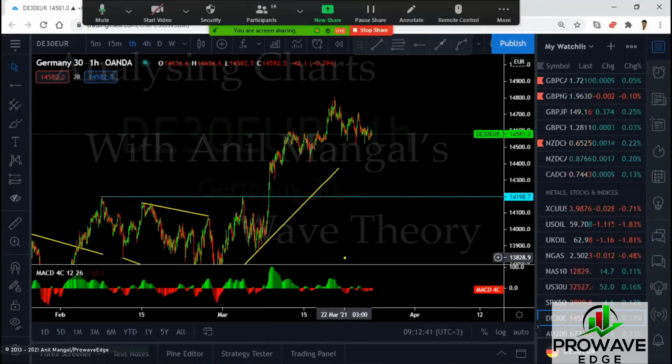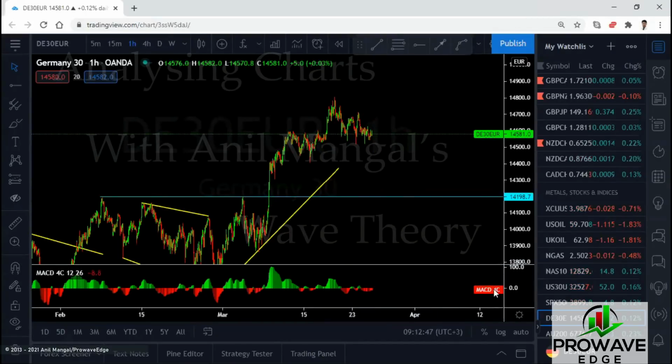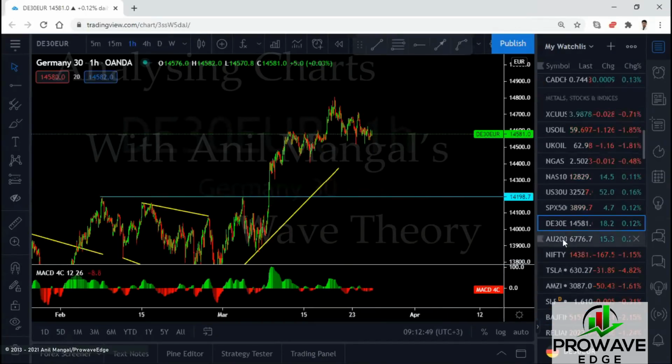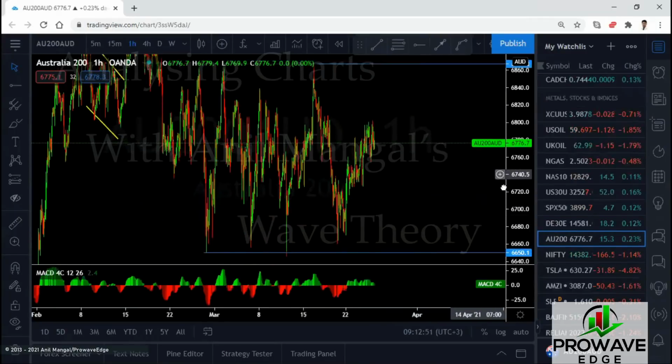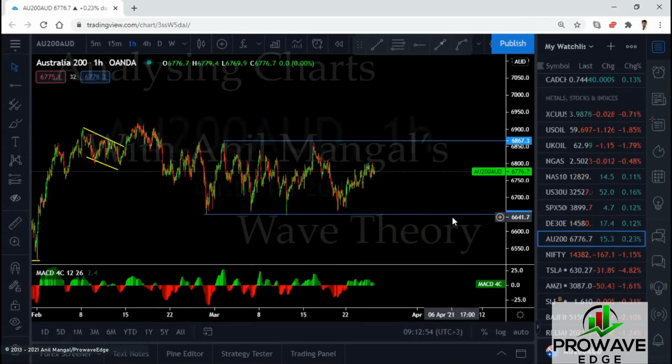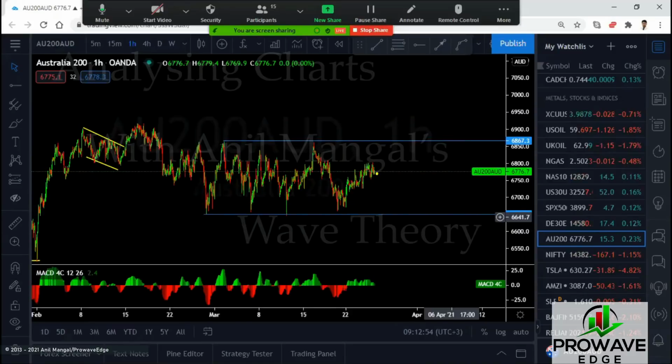Kind of going sideways. Right? And we don't have any setup. Just let it finish and then we'll see. 8200. Back to the top and then down. This one is probably going to give you that spike up here. And then we're looking for downside.